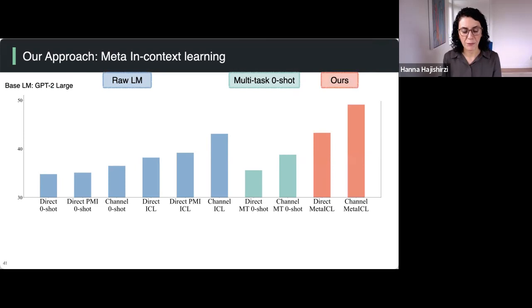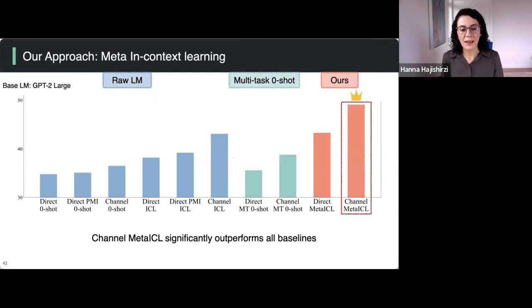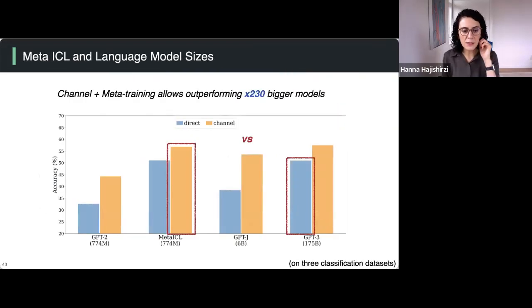Finally, here are our results for meta-ICL and channel meta-ICL. We find that each model outperforms its raw language model counterpart by a significant margin, because now we have trained the model to learn the task from a few examples. And at the end, channel meta-ICL achieves the best performance. Also, we evaluated models with different parameter sizes, showing that our method, meta-ICL, with 774 million parameters, outperformed the GPT-3 model, which uses 755 billion parameters.